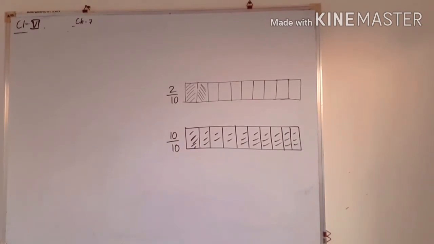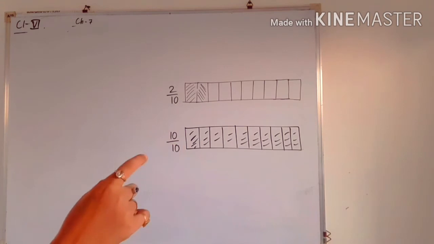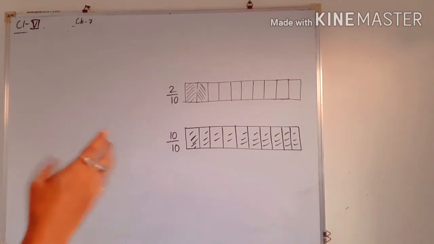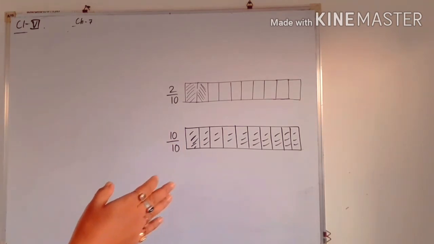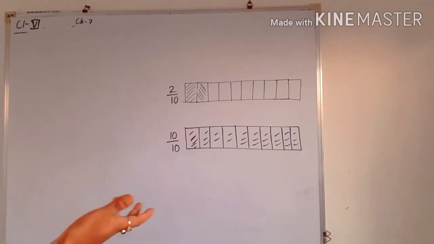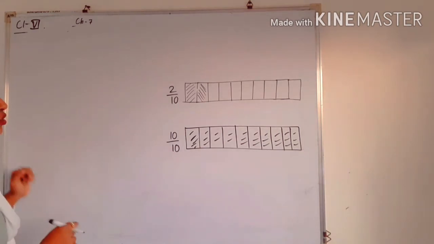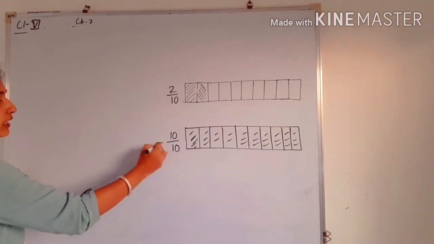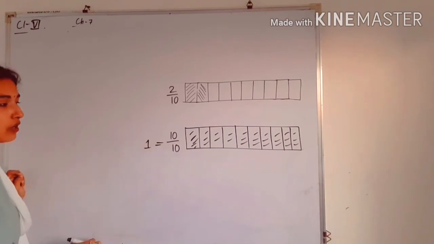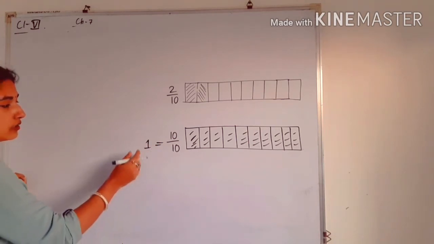See the second example. Again I have taken the same rectangular box and divided it into 10 equal parts, and out of 10 equal parts I am taking all 10. So you can write it as 10 by 10. What is 10 by 10? 10 by 10 is 1.